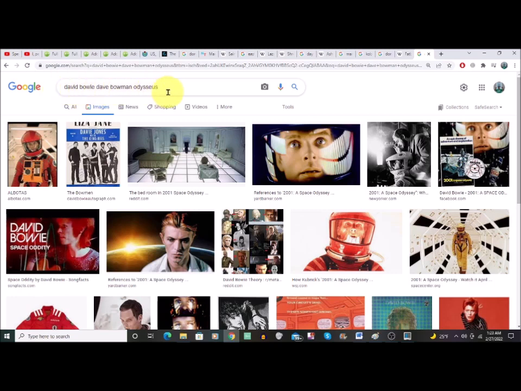We're looking for a day for these characters to return. David Bowie, David Bowman, Odysseus, they're all the same character, right? And we're looking for the final date of the return home from the Odyssey, okay? This is what I've been looking for quite some time. I don't know if this is the date or not, but we're gonna look.